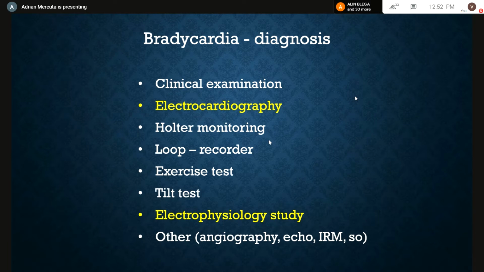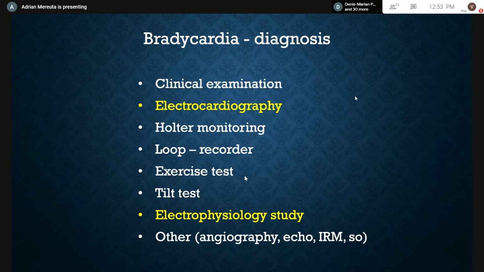These are recorded with electrodes which are applied on the skin. Loop recorder means like a Holter, but for a long time, a month up to 6 months. Usually it's implanted under the skin. Sometimes it's applied on the skin, but mainly it's implanted under the skin. Exercise test. Why can an exercise test be useful?